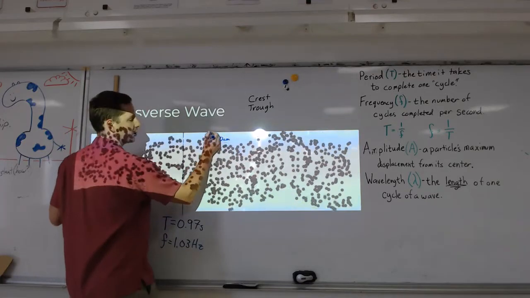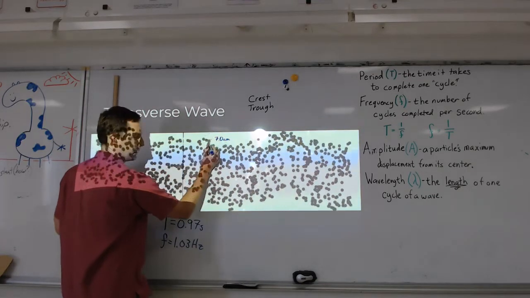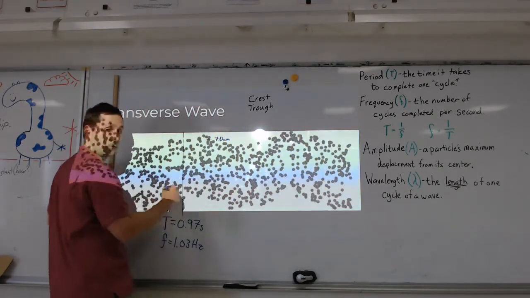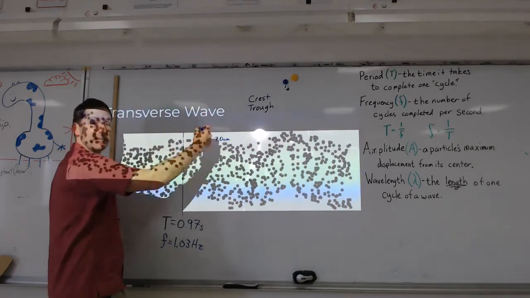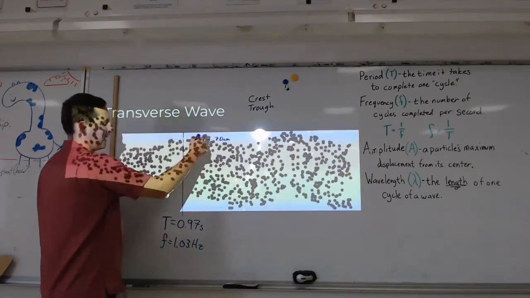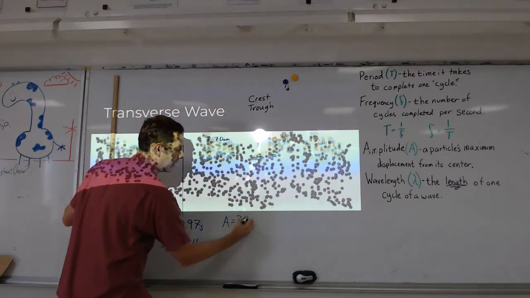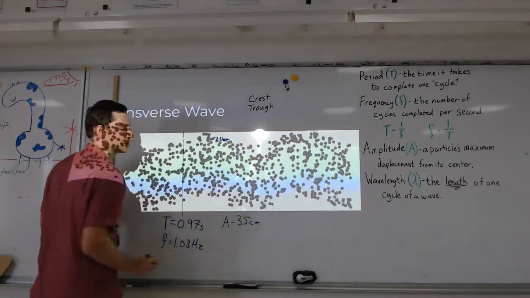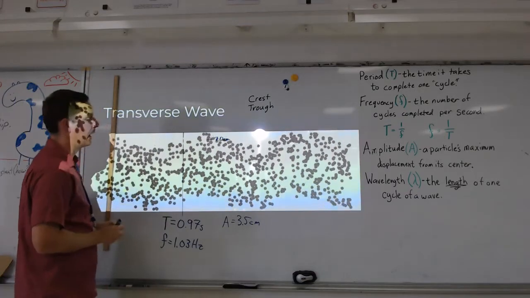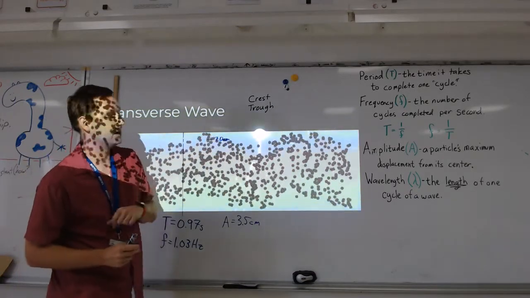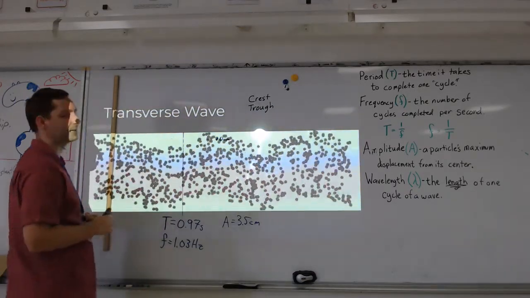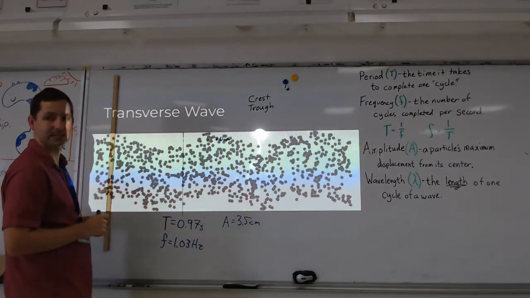Okay, from the center it goes up there, back there, down to the bottom, back there, right? So for those that know sine waves, it is a sinusoidal wave, and so my amplitude here is going to be 3.5 centimeters. Okay.